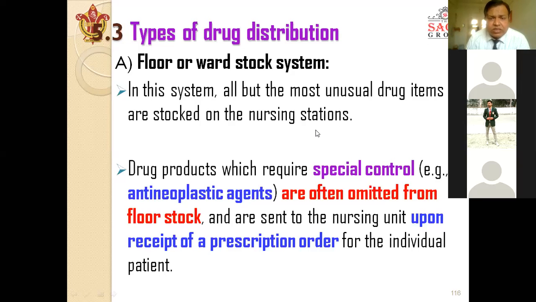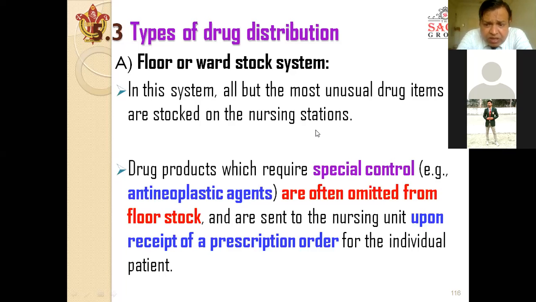Now, drug products which require special control, like anti-cancer or anti-neoplastic drugs, are often omitted from the floor stock. These drugs are supplied on the basis of prescription and are sent to the nursing staff unit upon receipt by the pharmacy of the prescription order for the individual patient.